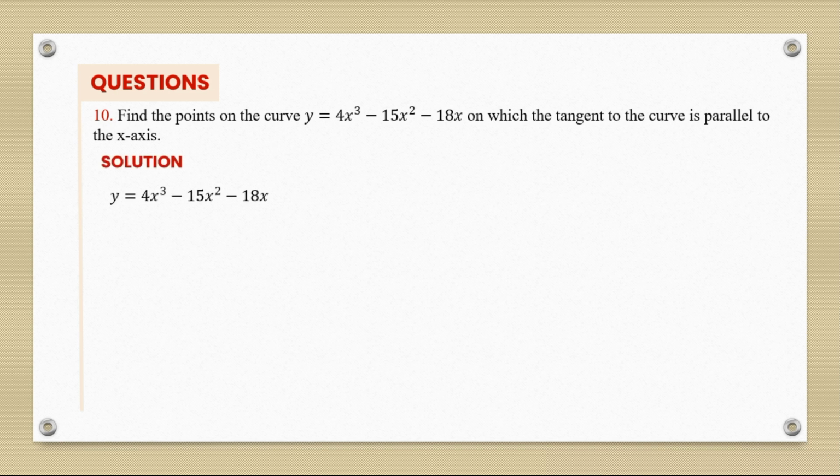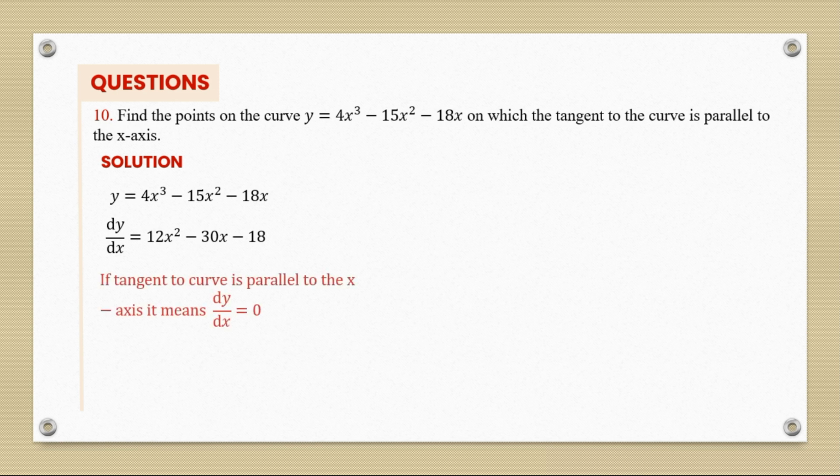So if we're given that the curve is y is equal to 4x cubed minus 15x squared minus 18x, if I differentiate that, dy/dx shall be equal to 12x squared minus 30x minus 18. And then we've said if the tangent to a curve is parallel to the x-axis, it means that dy/dx is 0. So I'm going to put a 0 where there is dy/dx. First of all, I can divide all through by 3. So when I do that, I'll have 2x squared minus 5x minus 3 being equal to 0.